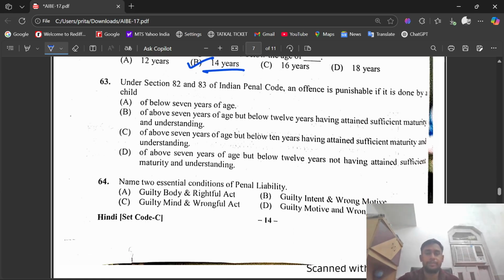Question number 63. Under section 82 and 83 of Indian Penal Code, an offence is punishable if it is done by a child.